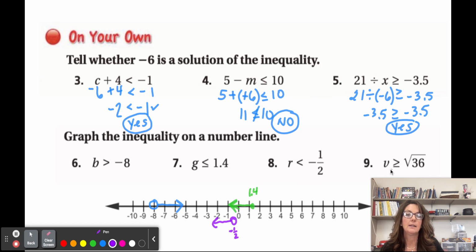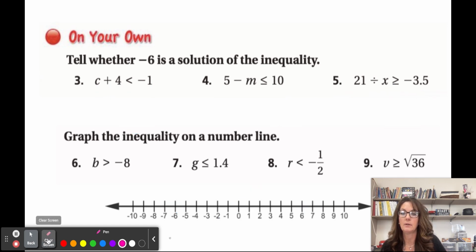And then finally, number 9. v is greater than or equal to the square root of 36, and we know that to be 6. So let's do pink. Closed circle because it is greater than or equal to, and we can go to the right. Again, is 5 greater than 6? No. Is 7 greater than 6? Yes. So that's how we can test the numbers to see which one needs to be shaded in. Hope that was helpful, and I'm going to clear the screen. Make sure you have it all written down.